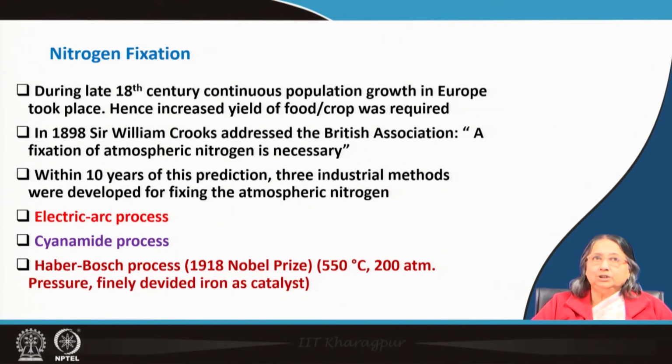And when something is so important, what happens? Then a lot of scientists and a lot of people start research to make it a success, in this case to fix the nitrogen. And then you see that within 10 years of this prediction, 3 industrial methods were developed for fixing the atmospheric nitrogen. 3 methods. What are the 3 methods? Electric arc process, cyanamide process, Haber-Bosch process.